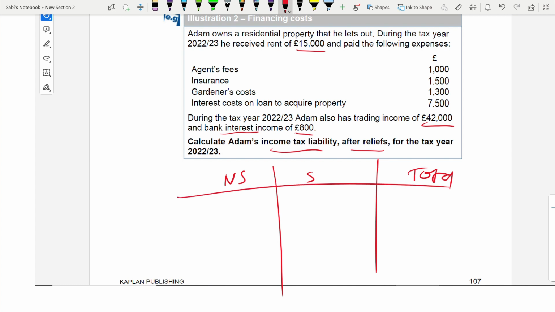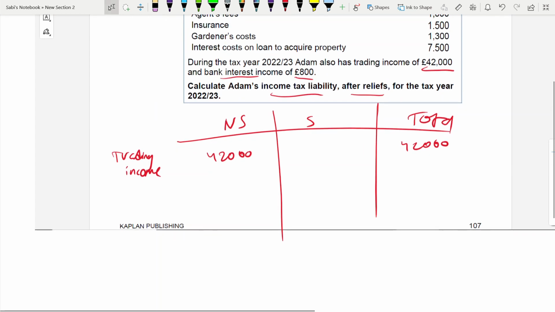First, trading income. Trading income is 42,000, which comes under non-savings. So in the total also we'll put 42,000. In my previous lecture, we went through this trading income in detail. That's why you need to watch my previous lecture, income from self-employment. Whatever you calculate there is known as trading income.